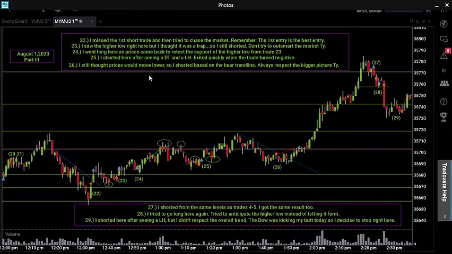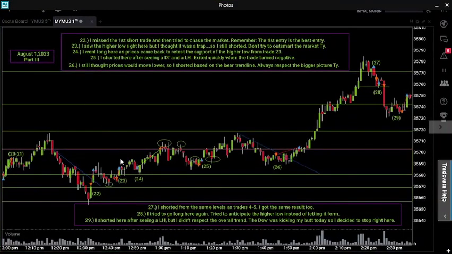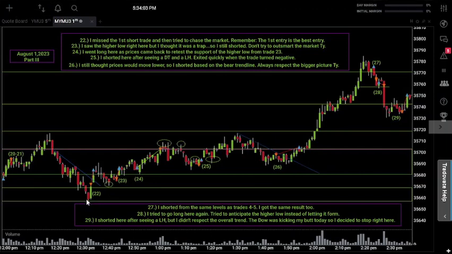So on August the 1st, we are looking for higher lows, right? Let's go back to trade number 23. So notice how we talked about 22 earlier. We bounced off of those support levels, created a higher low right here, and I still went short. Now let's read the notes and let's talk about it. So I saw the higher low right here, but I thought it was a trap, so I still shorted. But don't try to outsmart the market tide.